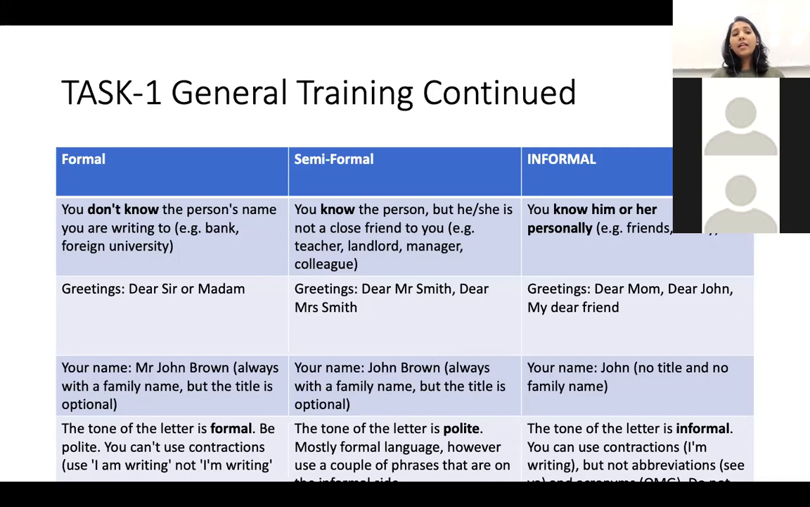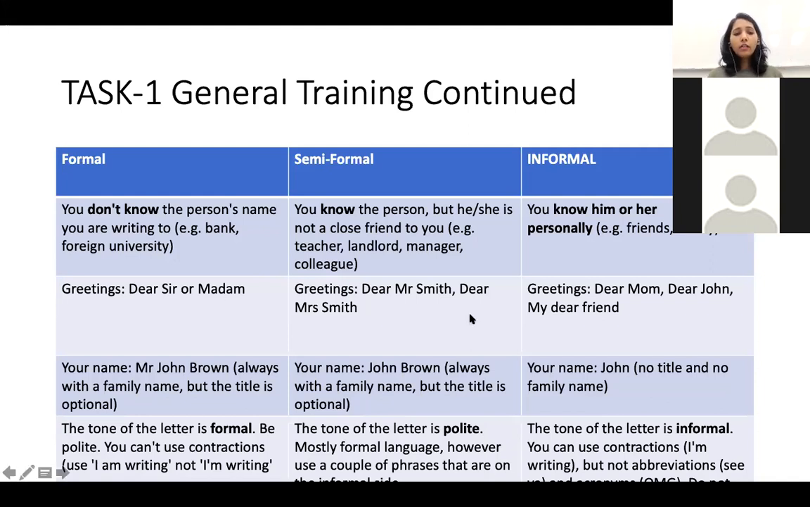Okay. The third type of letter is an informal letter, where the tone used is quite friendly. So you'll begin your letter with something like "Dear Mom," "Dear John," "Dear William," "My dear friend," or "Dearest somebody." You begin in a very informal way because this is an informal letter. And when you're signing off, use just your first name. There's no need for your surname. Clear?